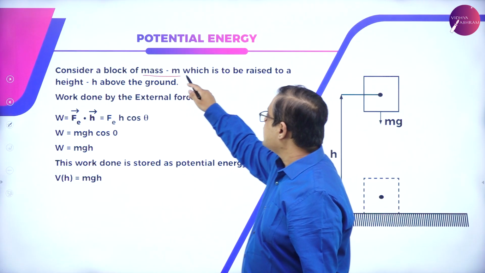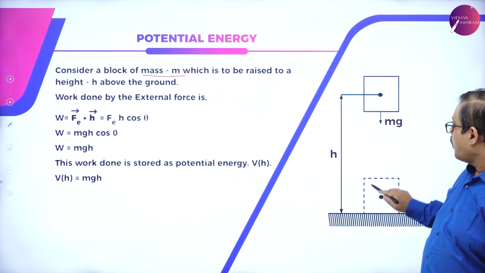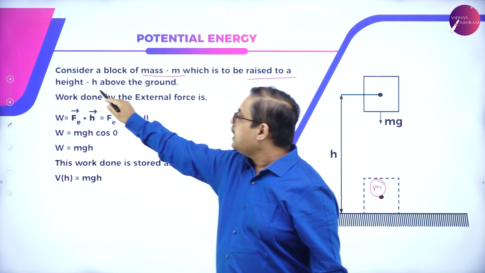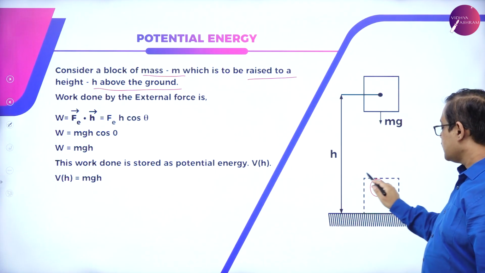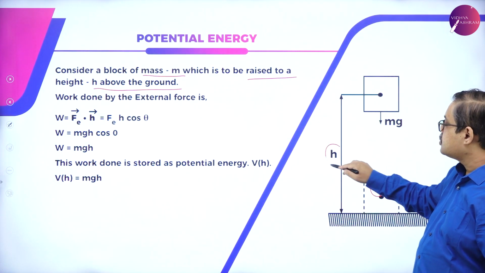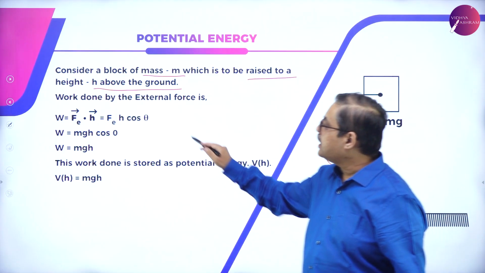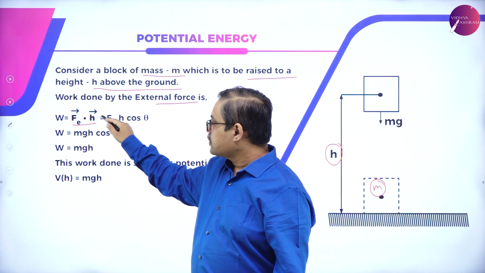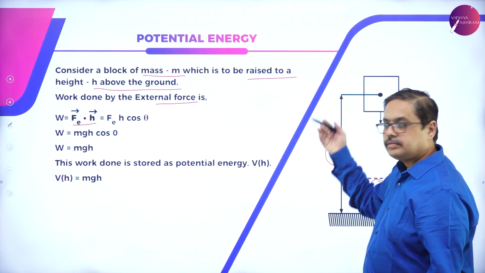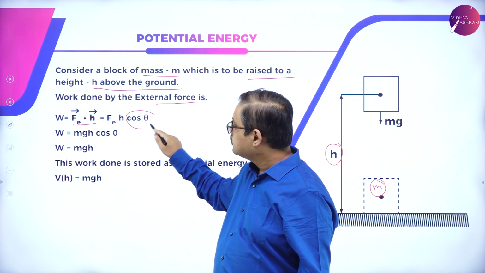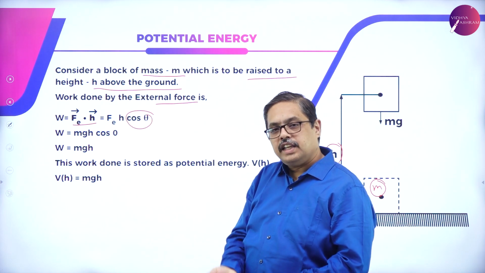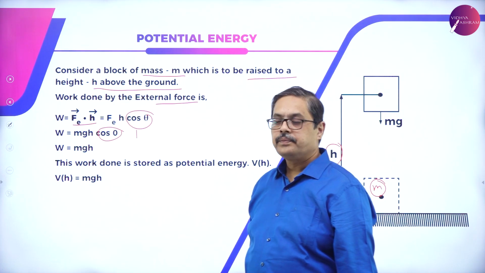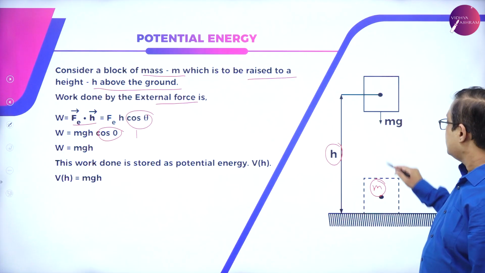Consider a block of mass m. See, there is a block of mass m which is to be raised by a height h above the ground. So this block is on the floor, it has to be raised by a height h. What is the work done by the external force? Work done is force into displacement. What is the displacement? It is height h into cos theta. Because the application of force and the movement of the body are in the same direction, theta is 0, cos theta is 1.